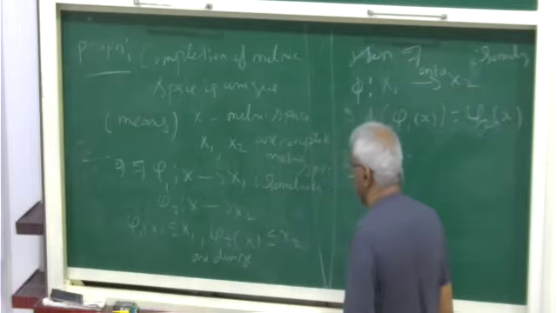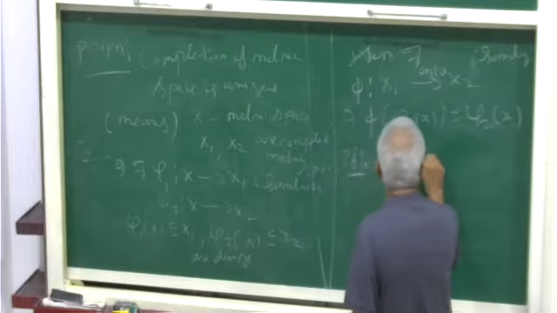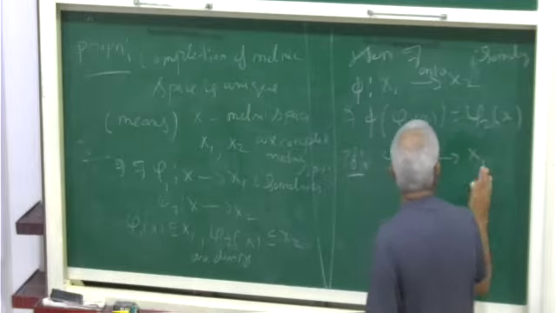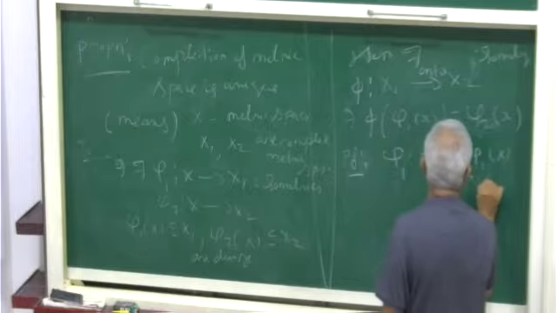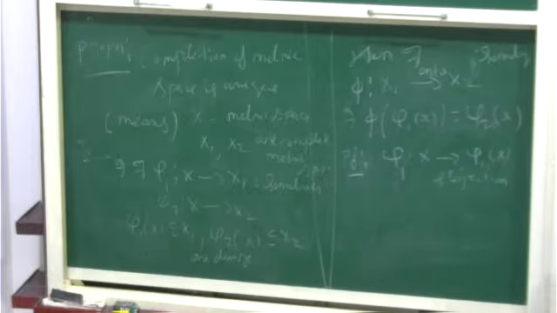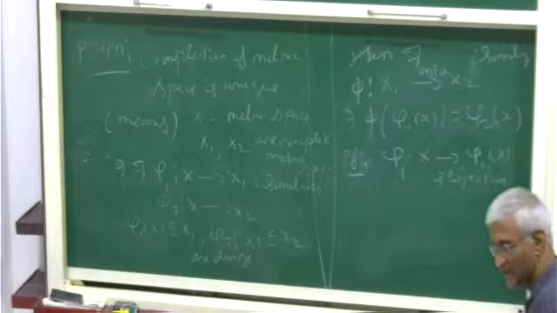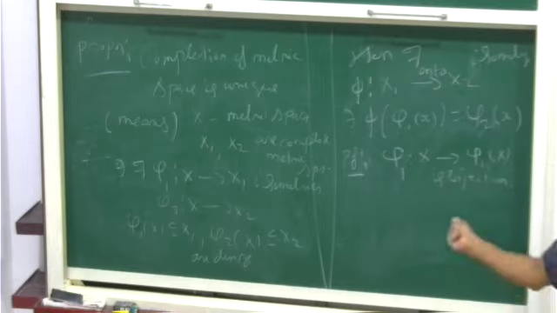Proof. Phi1 from X to X1 is an isometry. So I take it as phi1 is onto, a bijection. Are they identity functions? They are not identity functions, but they are isometries. After your identification, it is identity, right?